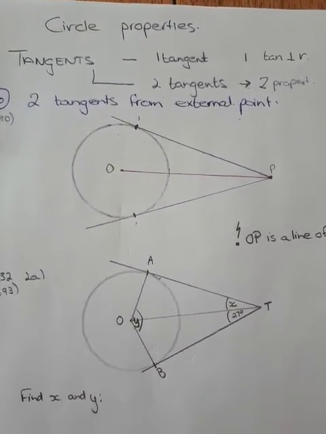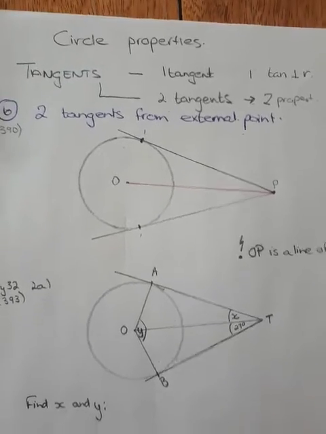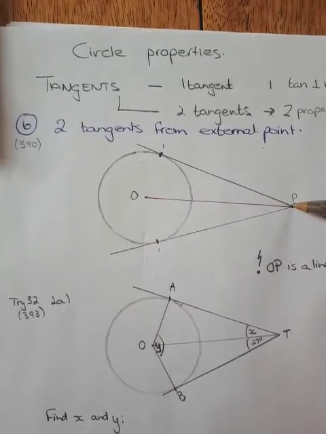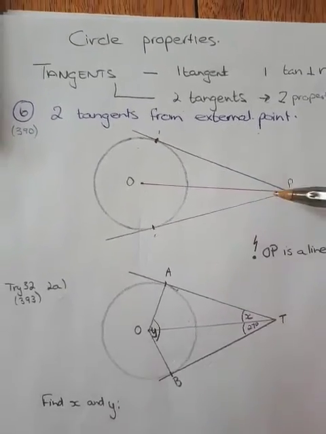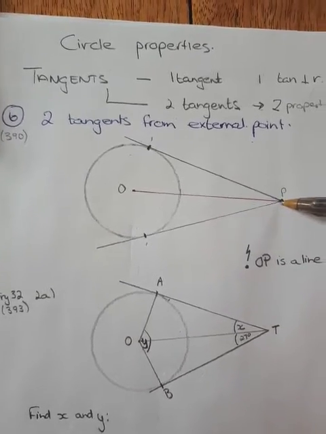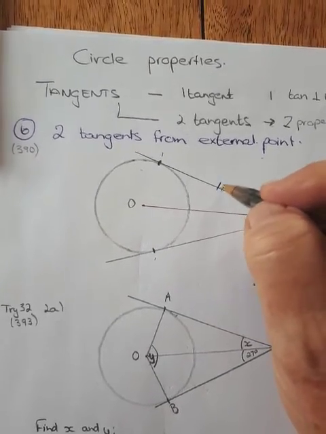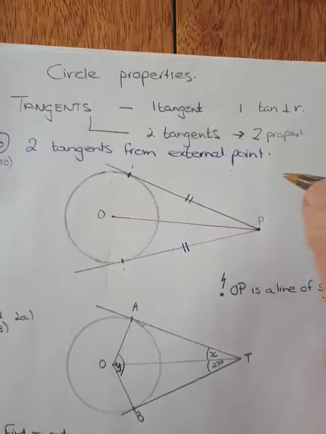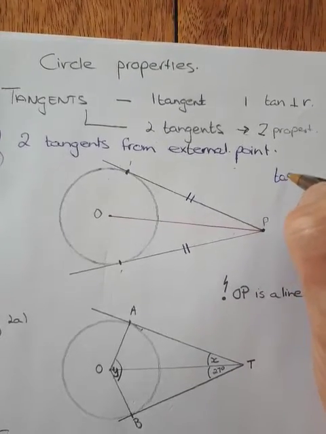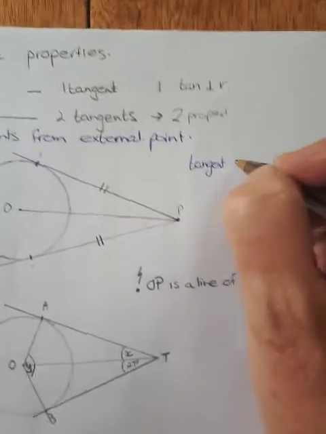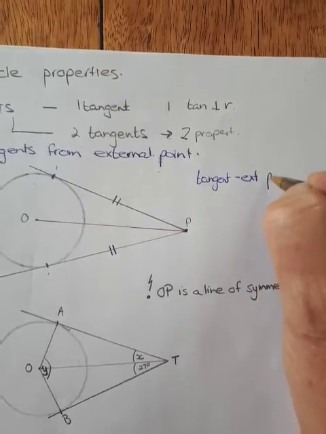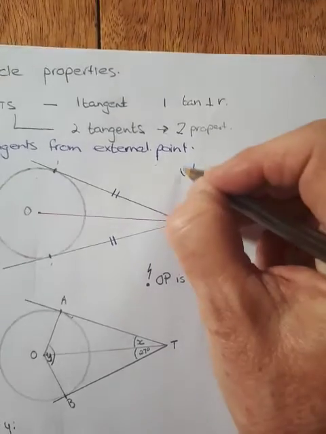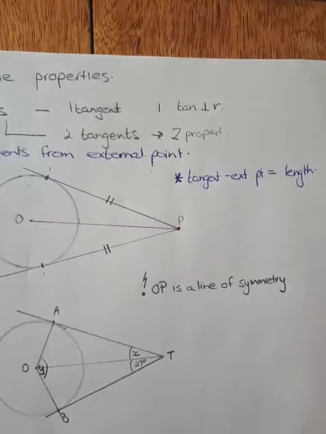Okay, so the first property states that the tangents from the touching point to the external point, and from the touching point to the external point, are equal in length. So this one and this one are equal in length. I'm going to say: tangents to external point are equal in length. That is the first property that you must remember here.